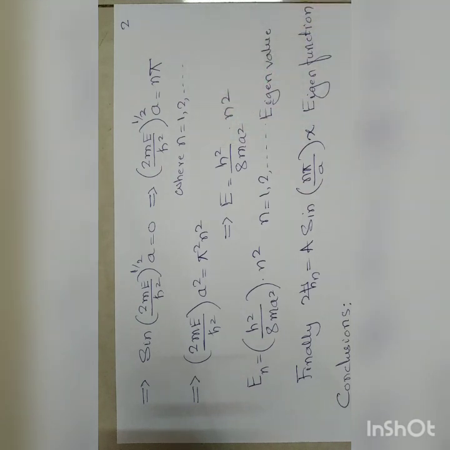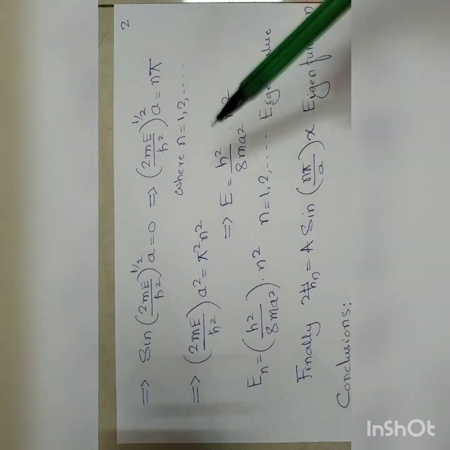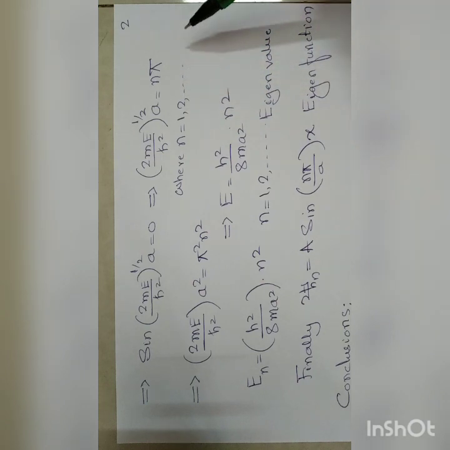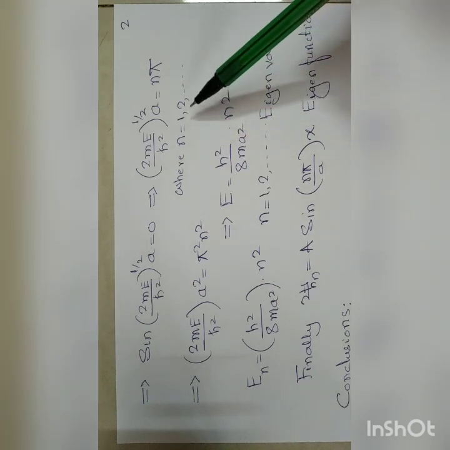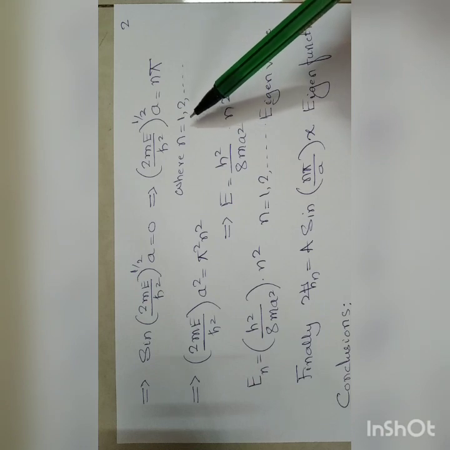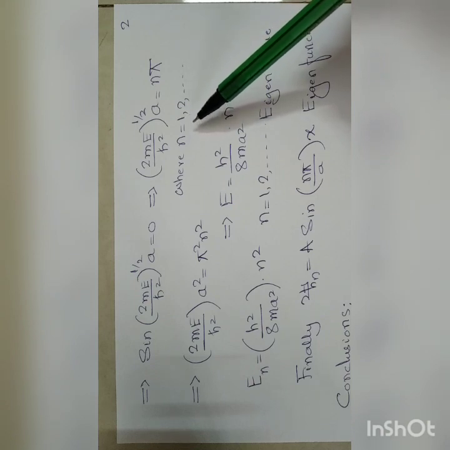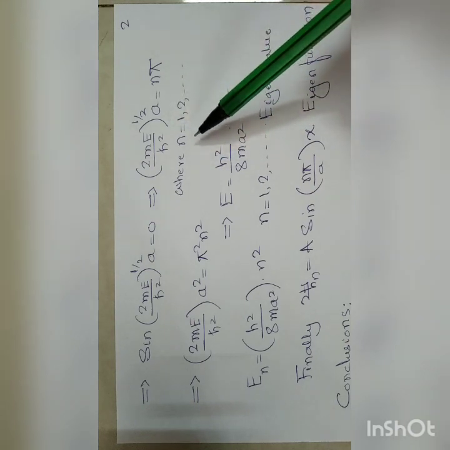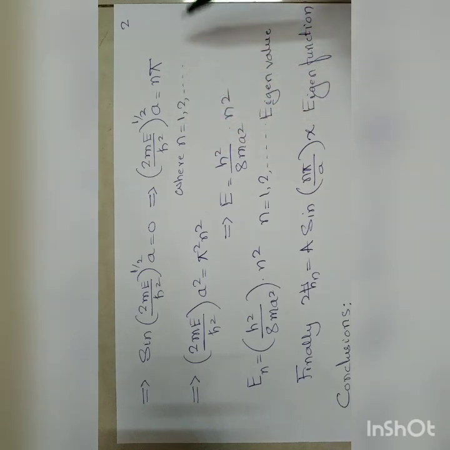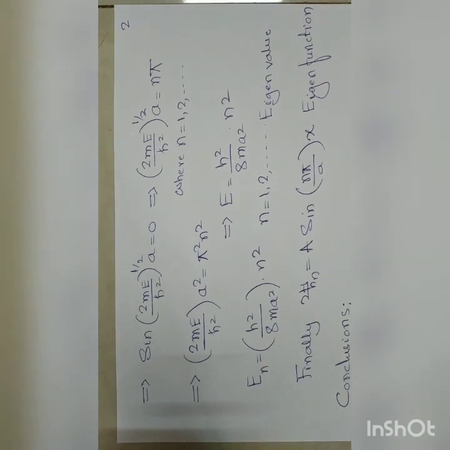where n is an integer. In fact, n can take values 0, 1, 2, 3 and so on, but we are putting only positive integers without 0. I will come back to this, why 0 is not permitted. Otherwise, in this case, we have n equal to 1, 2, 3, 4, and so on, all integer values.